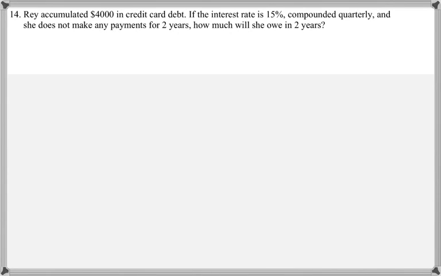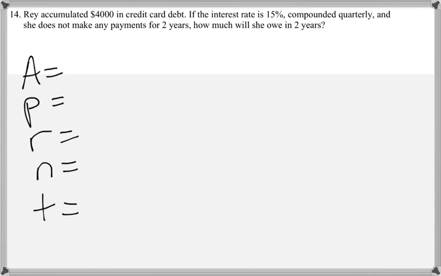On question 14 it says that Ray accumulated $4,000 in credit card debt. If the interest rate is 15% compounded quarterly and she does not make any payments for 2 years, how much does she owe in 2 years? So I want to start by defining my variables. We are looking for the future value, and the present value is the $4,000.